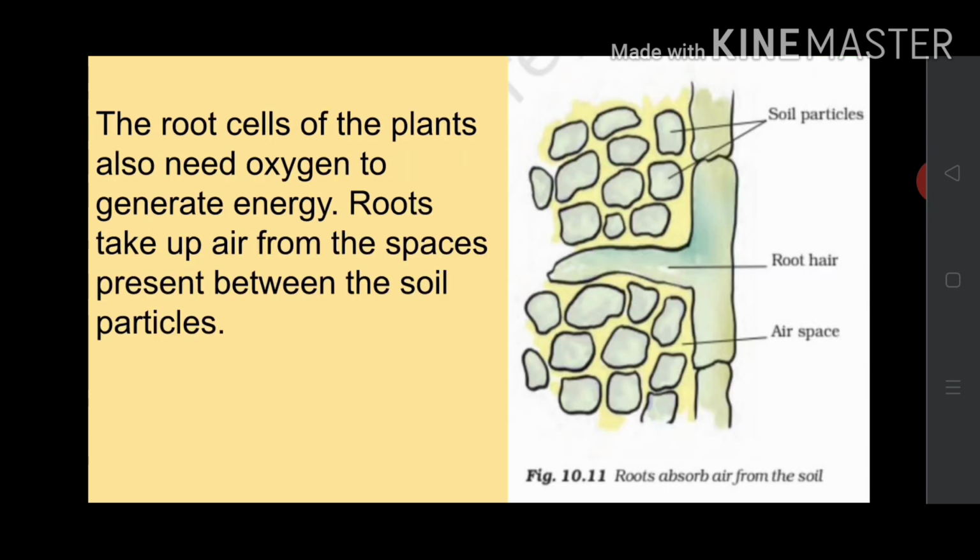Like all other living cells of the plant, the root also needs oxygen to generate energy. Just now we have discussed that all parts of the plant can individually take in oxygen. So roots also take up air from the air spaces present between the soil particles. As you can see in the picture, there is space between the soil particles. The space is filled with air. So the plant root takes the oxygen present between the soil particles.